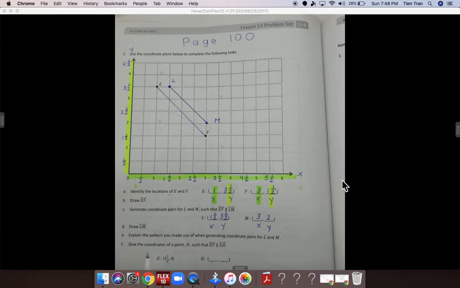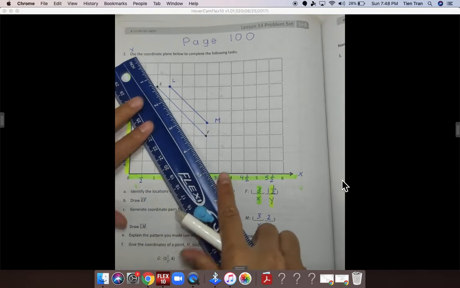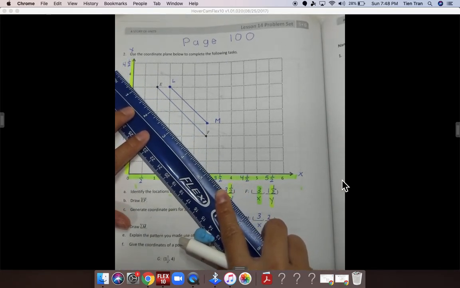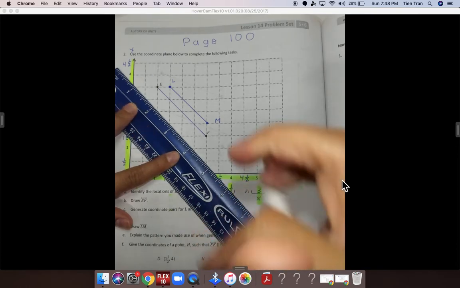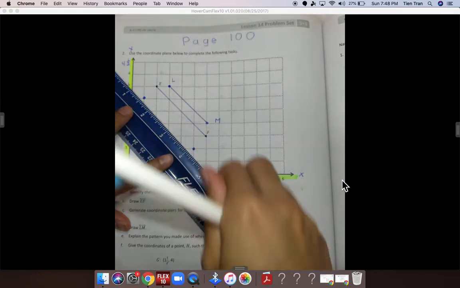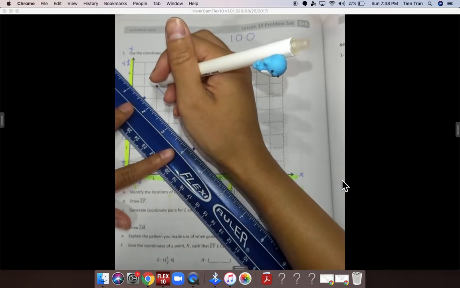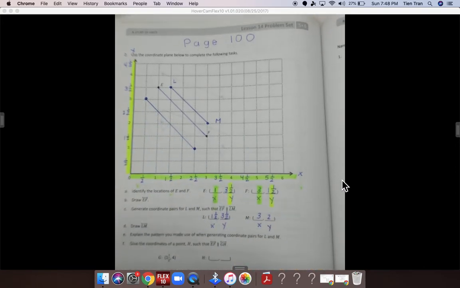Now for the next one, give the coordinates of point H such that EF is parallel to GH. So now we're going to create another line that is called GH. So we can move it as far as you want or as close as you want, up to you. So I'm going to create this coordinate right here. And I'm going to draw the line. You can wait until the next question, but I'm going to draw them.